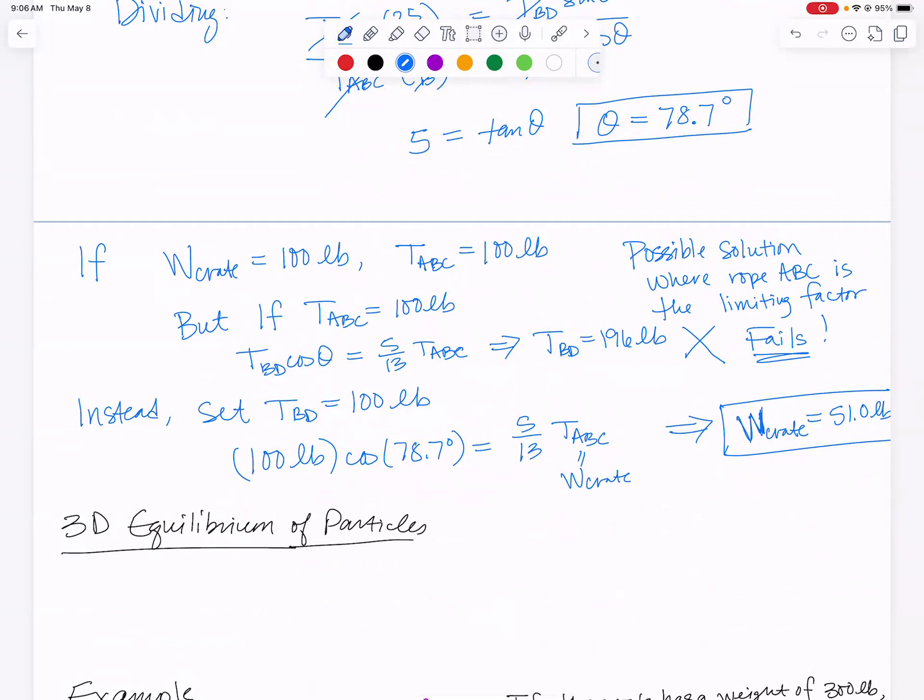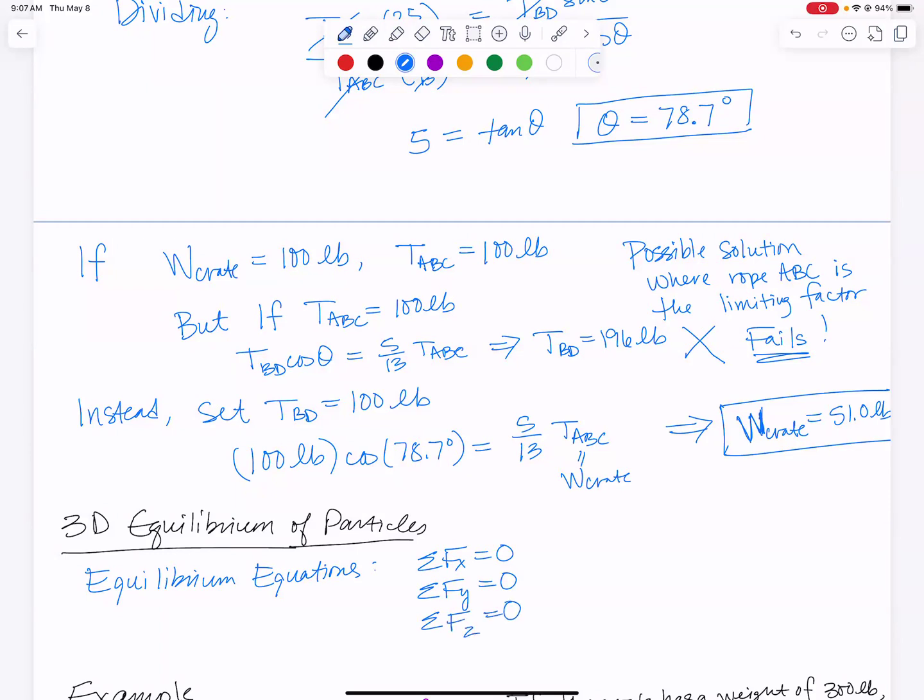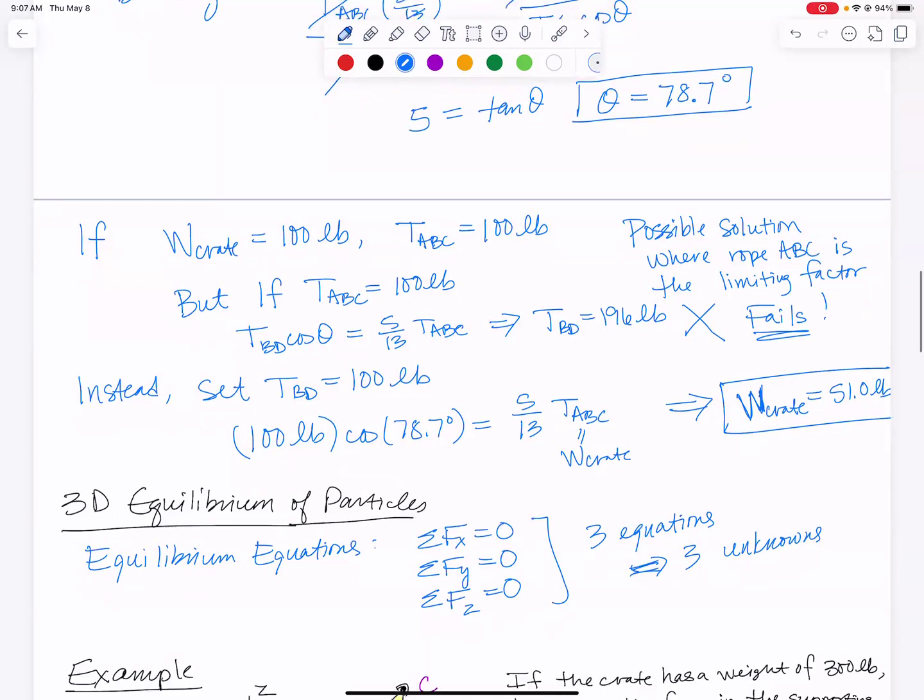We just did particle equilibrium in 2D. If we wanted to move up to 3D, well, we're going to need equilibrium equations again, and we'll use a free body diagram as well. But now our equilibrium equations are going to be: sum of forces in the X still have to be 0. Summation of all the Y component forces still have to be 0. But now summation of forces of the Z component also have to be 0. So we now have 3 equations, so we can solve for up to 3 unknowns. So let's practice this with an example.